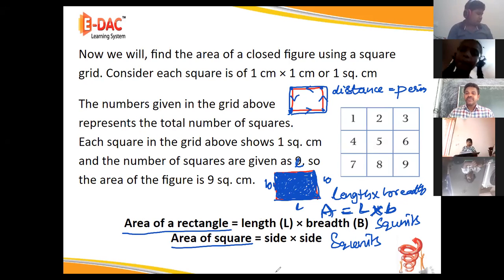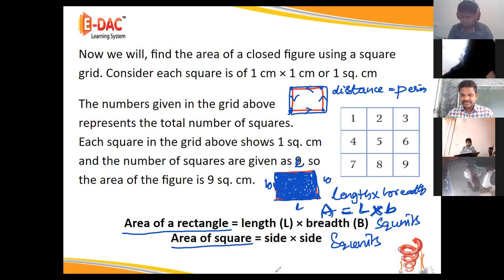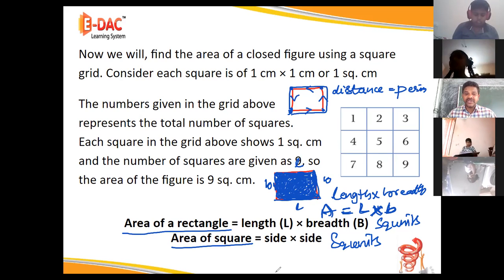So just now we wrote the same units as the length for the perimeter. But what about the area units? Area units are square units.